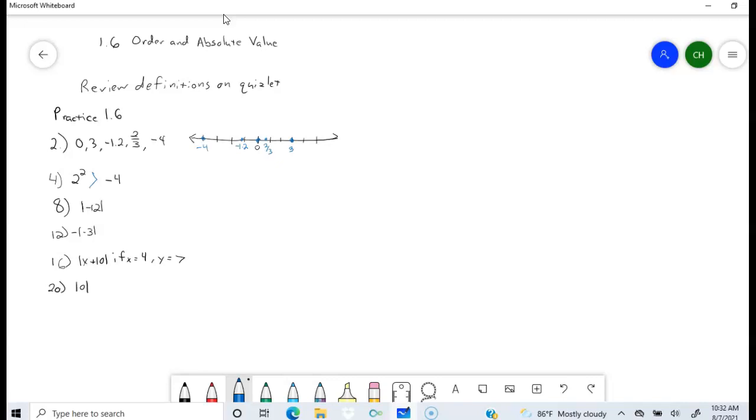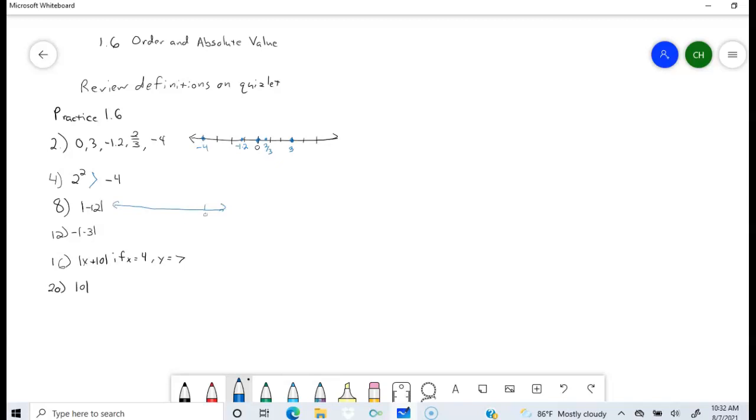Okay, now it wants us to just write the distance from 0 that negative 12 is. That's what the absolute value means. You see that in your definitions on Quizlet. So negative 12 is still 12 places away from 0. I'll do it one time to give an example. I'm going to not center this.